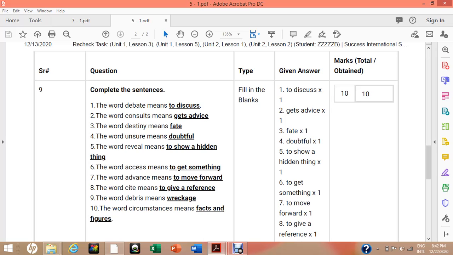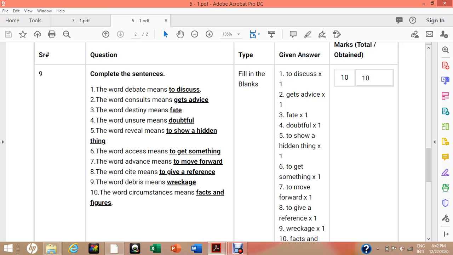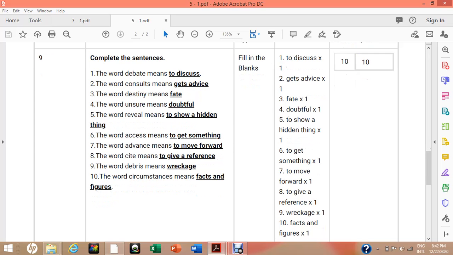The word reveal means to show a hidden thing. The word access means to get something. The word advance means to move forward. The word cite means to give a reference. The word debris means wreckage. The word circumstances means facts and figures. My dear students, in order to score 100% and absolute complete marks, you must learn the spellings of these words as well.